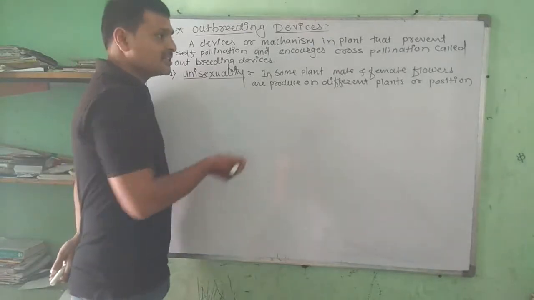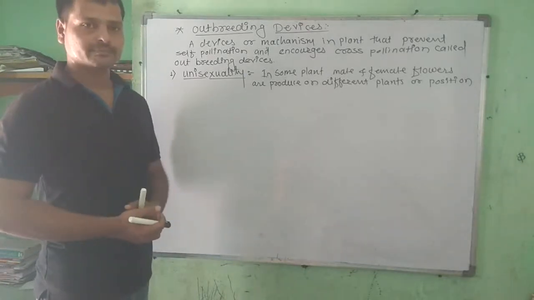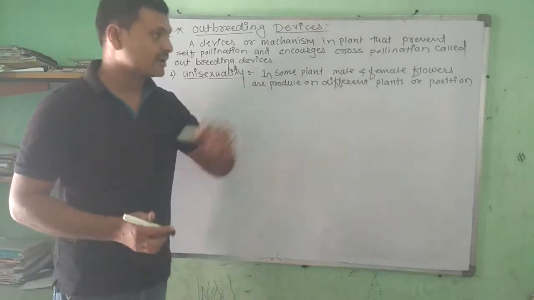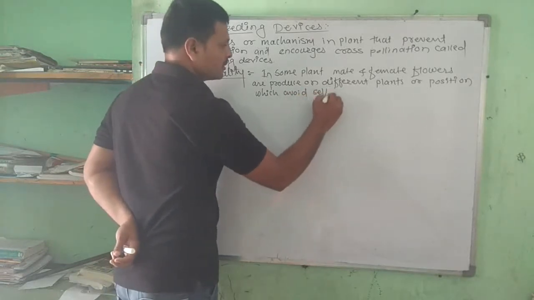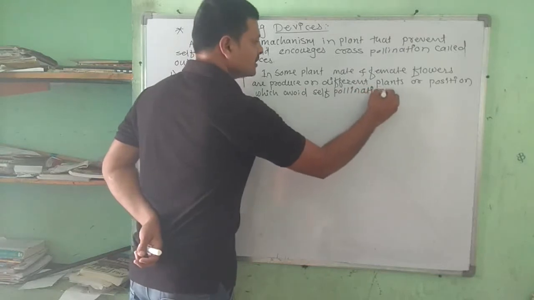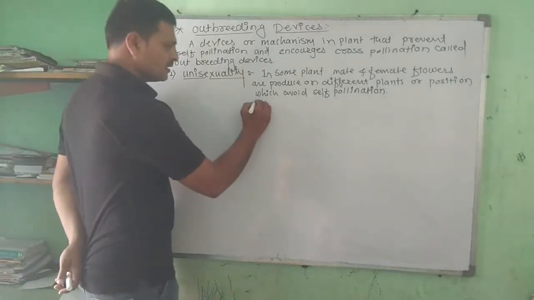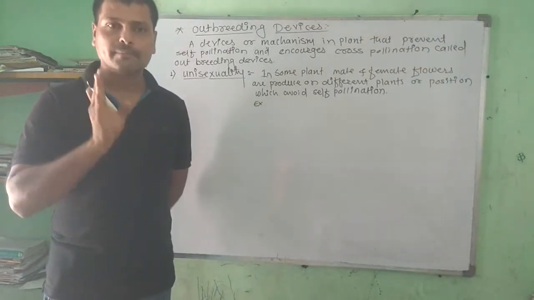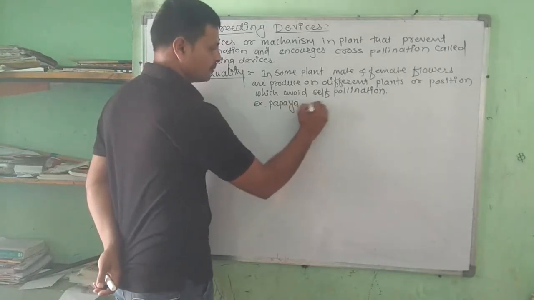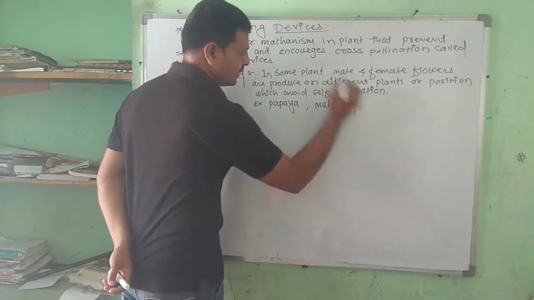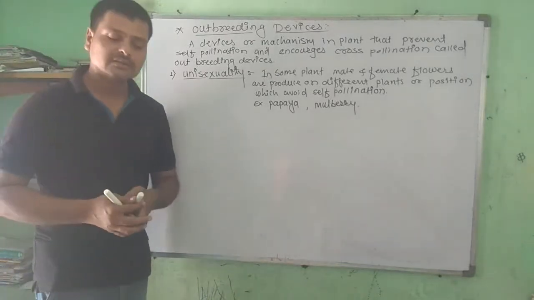That condition is called dioecism. So that is one of the conditions, the dioecious condition, where the male and female flowers are produced on different plants, which avoids self pollination. So that is unisexuality. Here self pollination is avoided because male and female flowers are produced on different plants. A popular example is papaya: male papaya and female papaya plants are separate. Mulberry is another. These are plants which produce unisexual flowers and avoid self pollination. So that is the first device.